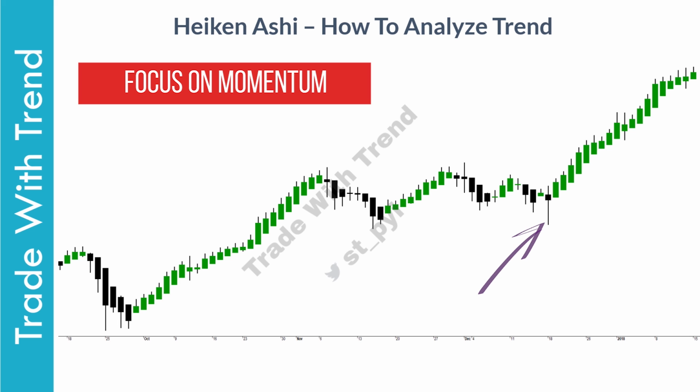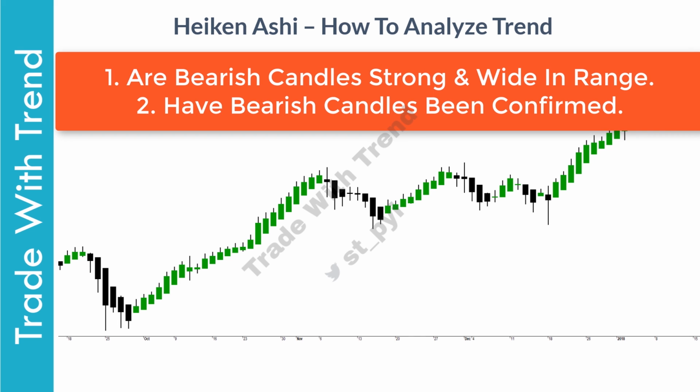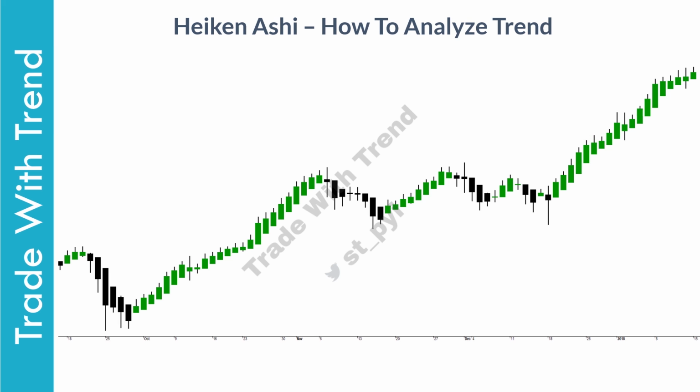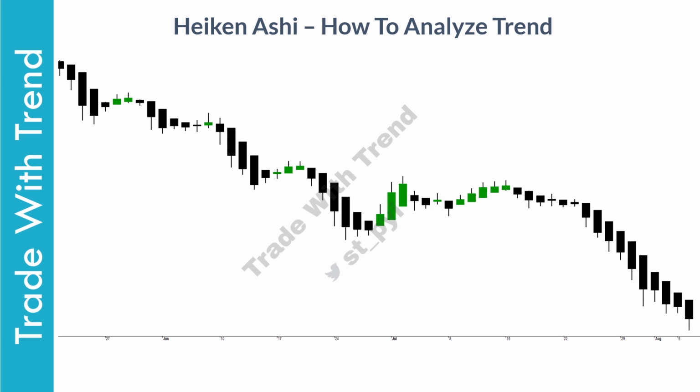There are two important things you have to consider in an uptrend. Number one, are bearish candles strong and wide in range? And number two, have bearish candles been confirmed? If you ask these two questions in an uptrend, more often than not, you will succeed in being with the trend till it lasts. Let us now look at downtrend.